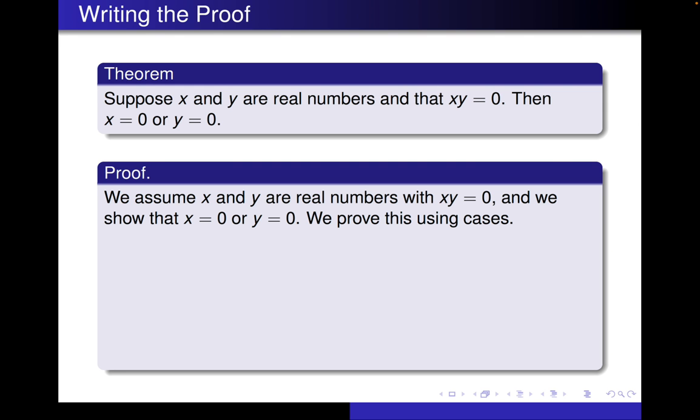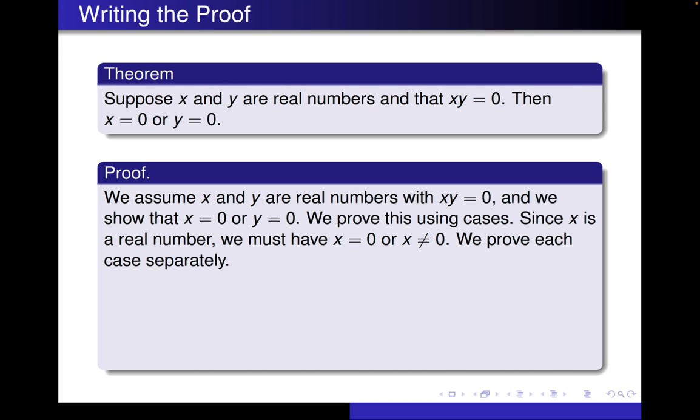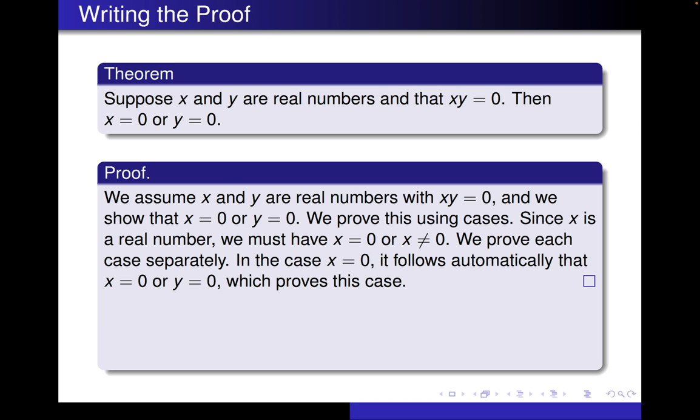The two cases we're going to choose are, we know that x is a real number, so we must have x equals 0 or x not equal to 0. And we're going to prove each of those cases separately. In the case x equals 0, it follows automatically that x equals 0 or y equals 0, since the first one is true, x equals 0, which proves this case.